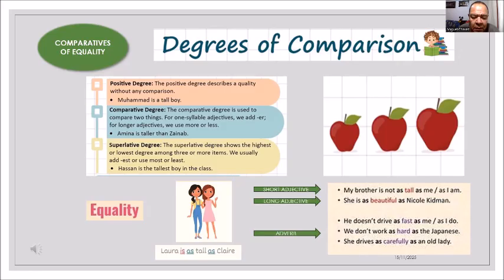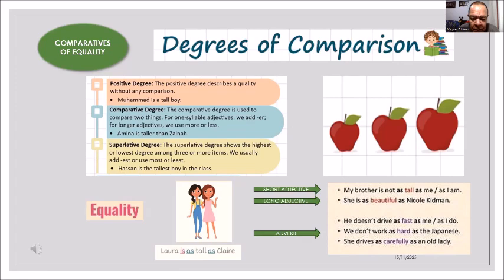However, there is another type of comparative, called the comparative of equality. This is a special type of comparison that shows two things are equal in the same quality. Instead of using er or more, we use as plus adjective plus as. For example, Laura is as tall as Claire. Unlike comparative and superlative forms that change based on the adjective's length, comparatives of equality use the same structure for all adjectives, regardless of size, short or long.